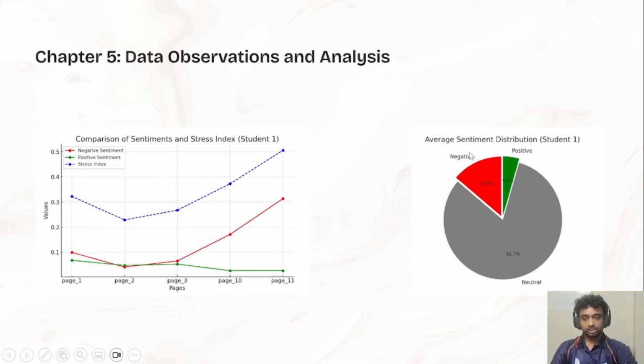So these graphs are for student one. Here is the average sentiment distribution for the first student. As you can see, our model was able to detect that 82% of the time he used neutral words, but in the positive and negative region, there were fewer positive words which he had used and more negative patterns which were followed by him. So this displays that there were some signs of stress in the person.